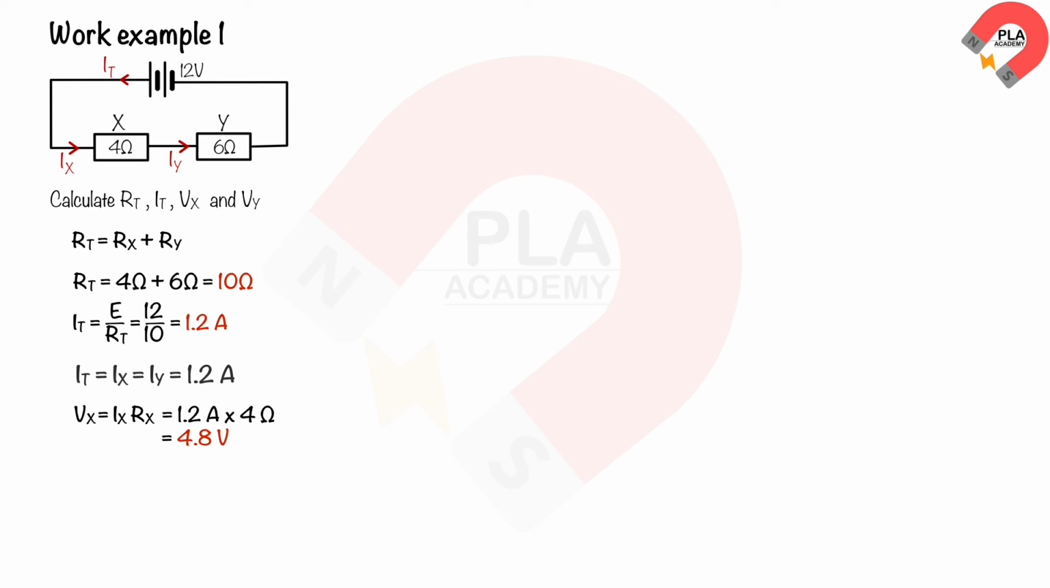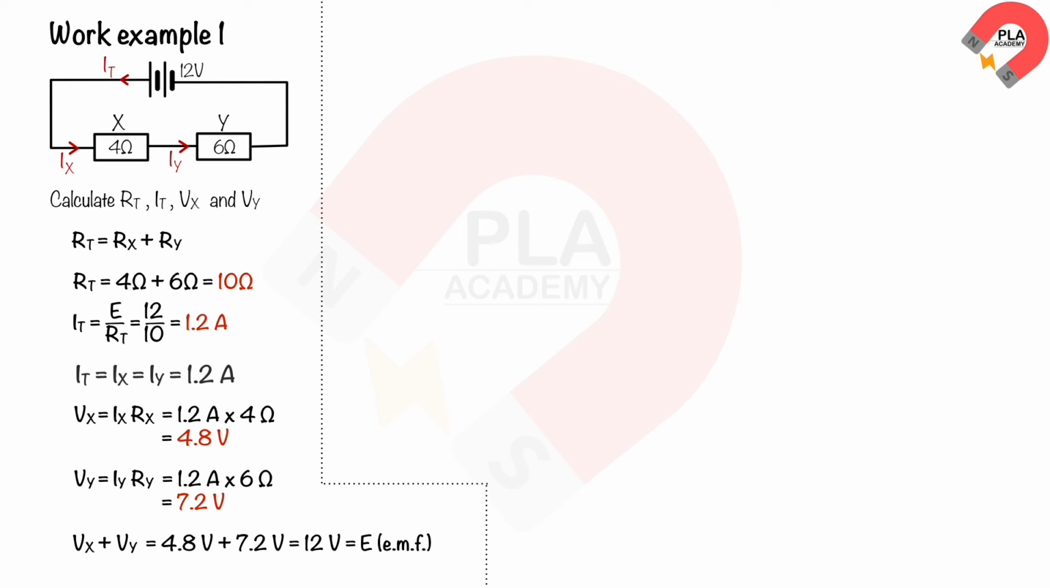Calculate the potential difference across the resistor Y using the following equation. Vy equals Iy times Ry. Substitute Iy equals 1.2, Ry equals 6. So Vy equals 7.2 volts. You see that Vx plus Vy equals 12 volts, which is equal to the EMF of the battery.